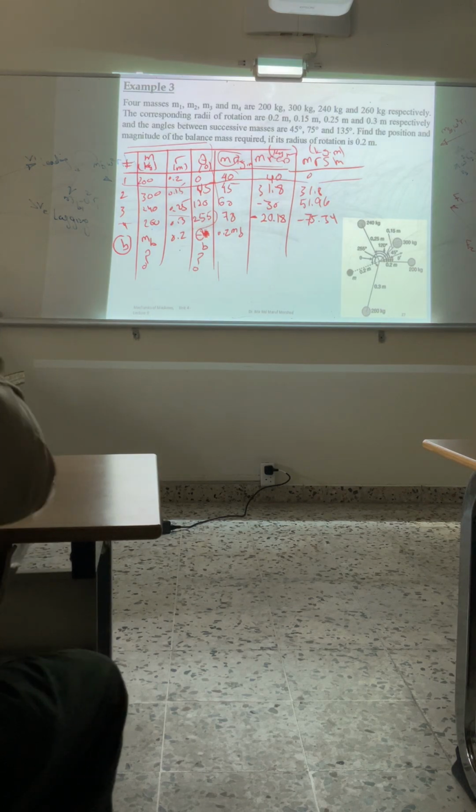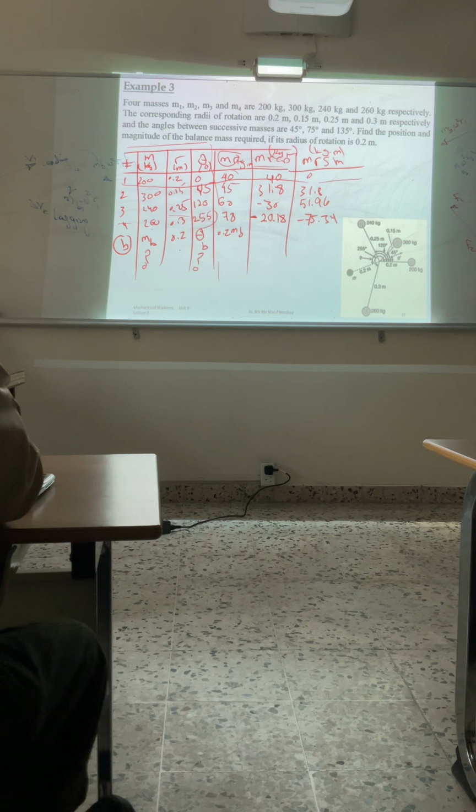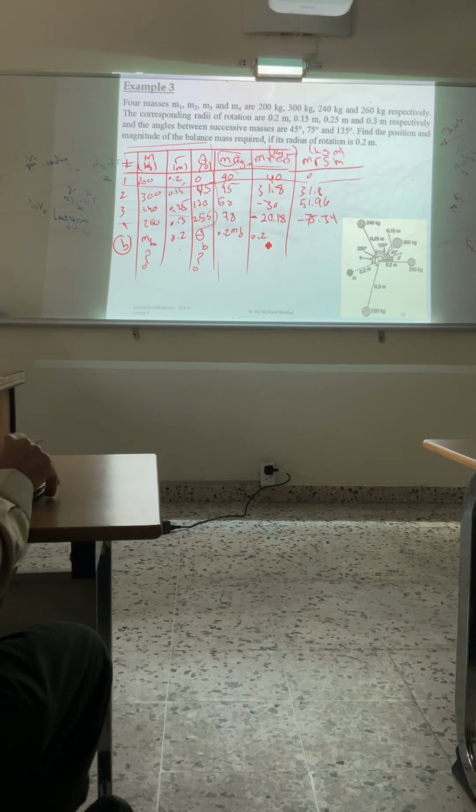See, this angle 255 is located where? In the third quadrant, which means your sine and cosine should be negative. So this is a clue that you are on the right track. But this one is 120, the second quadrant, which means the sine is positive, which makes sense, while this one is negative. The very last one is just 0.2 times M balance.